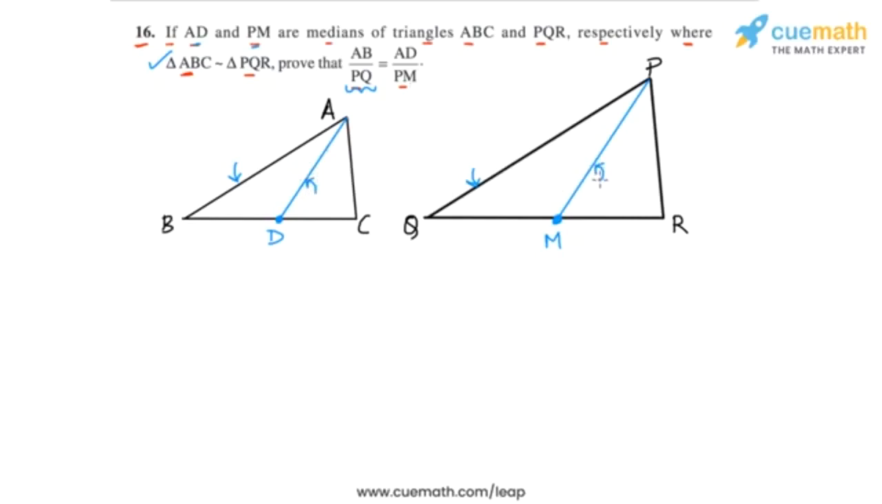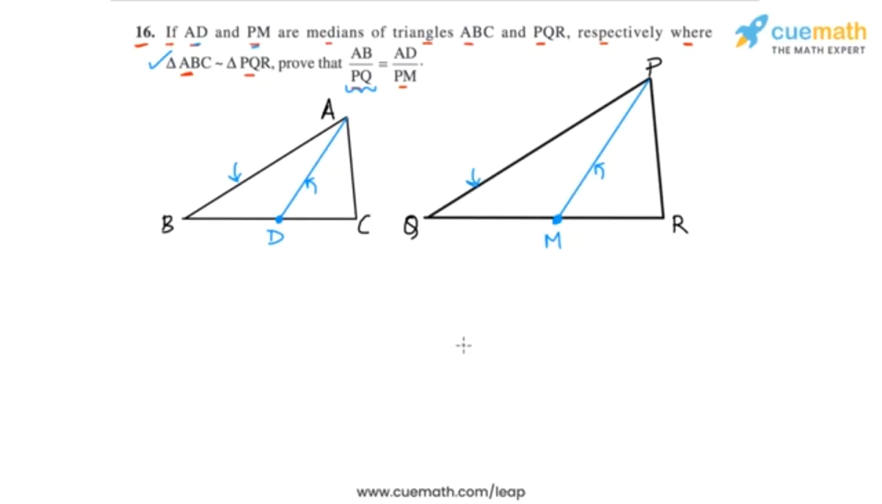So in other words, what we really have to show is that the medians AD and PM are in the same ratio as the corresponding sides of the two triangles, which seems reasonable given that the two triangles are similar. So their sides are proportional, and hence the medians should also be in the same proportion. So that is what we have to show. So here's what we will do to solve this problem.